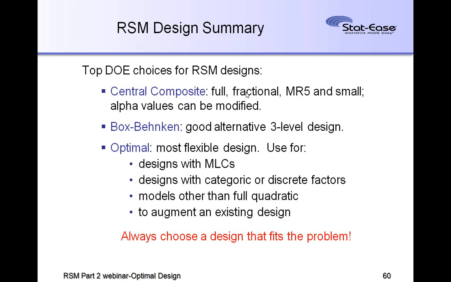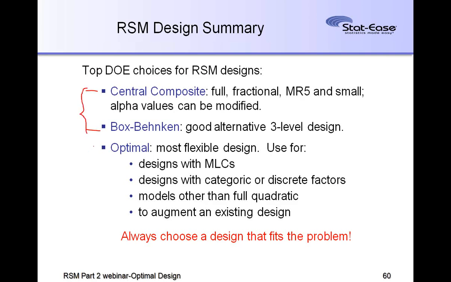For an RSM design, you have a few different choices. The top choices are a central composite design right here. If you can do like a full factorial and add a few star points, that's the central composite design. It's good for fitting a quadratic model. Box-Behnken is a good alternative cubic or quadratic model fitter, and it's only 3 levels. It also does not go to the high or low extremes. So that's the Box-Behnken. Those are good choices for a quadratic model.